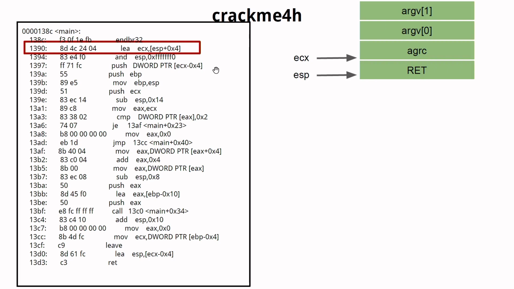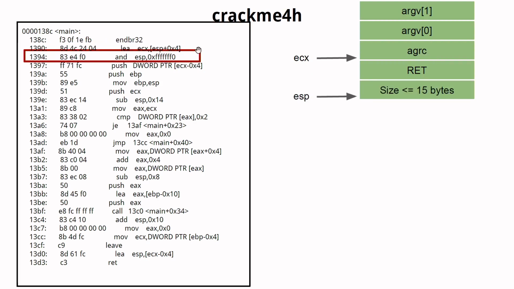So the first instruction, NBR32, we ignore that. The second instruction, we're actually getting ESP plus 4 to the register ECX. So after the first instruction, ESP still points to the return address. ECX will point to return address plus 4, right, which is actually the argc address. So that is what this instruction is for.